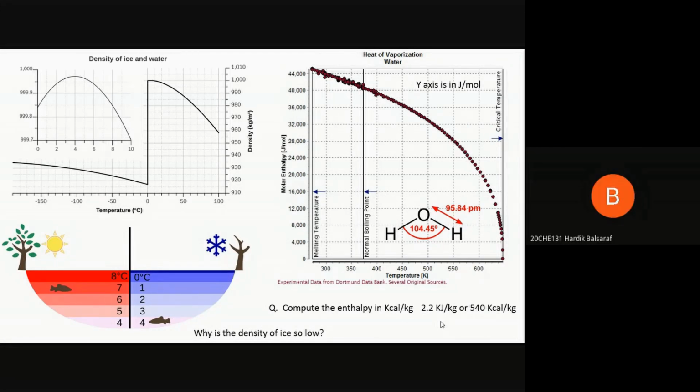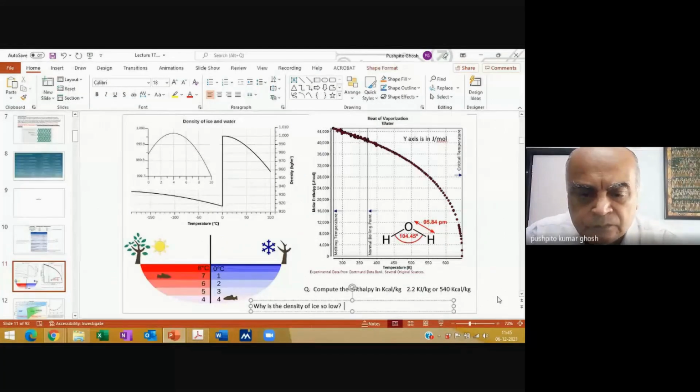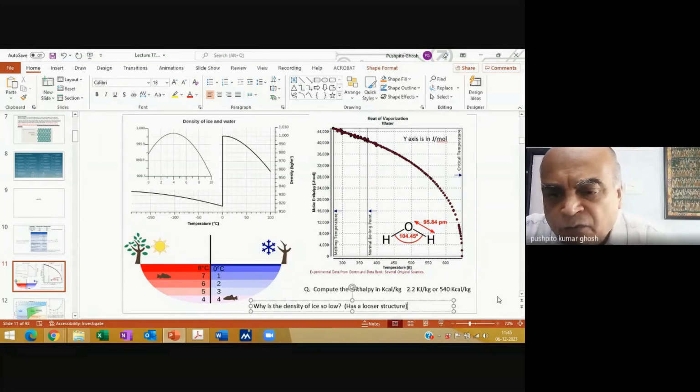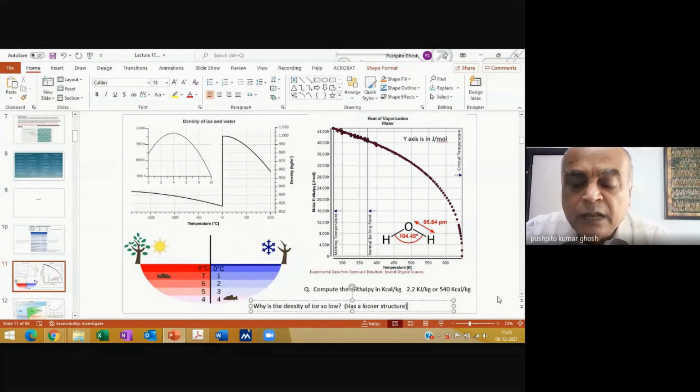So due to the structure of ice, sir. Brilliant. Has a looser structure. It cannot actually form the hydrogen bonds as effectively in the solid. I mean, it does, but it has a relatively more open structure than in the liquid.